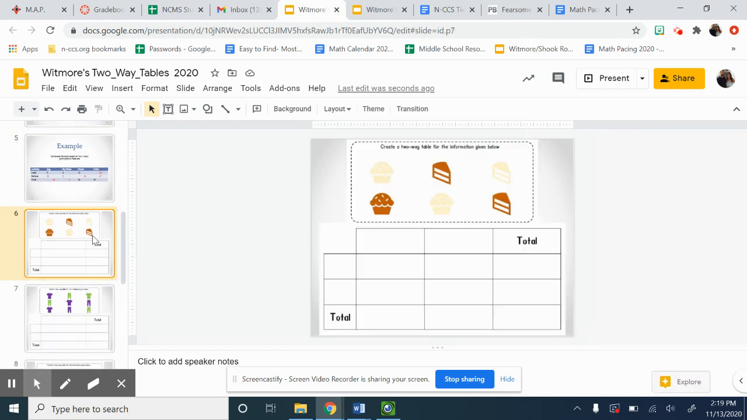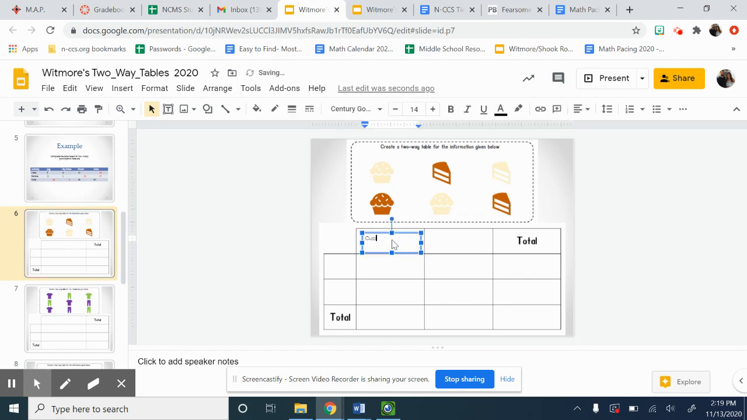So going to the next one, number 6. Our data is up here at the top about cupcakes and about cake. My table is completely blank. So we have to figure out what information goes where. Well, I know that I'm talking about cupcakes and I am talking about cake. I have 2 different flavors. I have vanilla and I have chocolate. So my top row, I'm just going to say is vanilla. And then I have chocolate on the bottom row. And I'll extend this so y'all can read it.